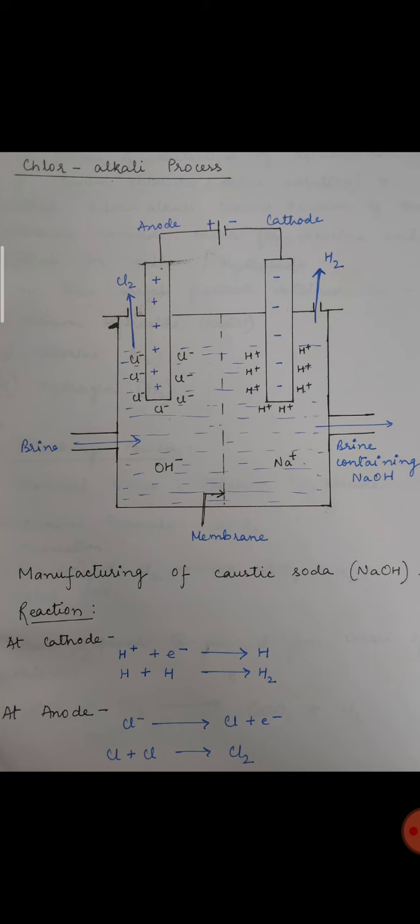Now as I have already informed you, the syllabus for your pre-midterm exam is chapter 1 and chapter 2. So both these chapters you need to prepare very well, especially chapter 2. Now let us start with the chlor-alkali process.